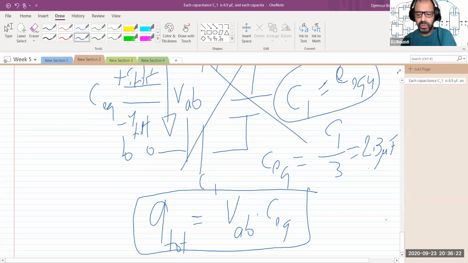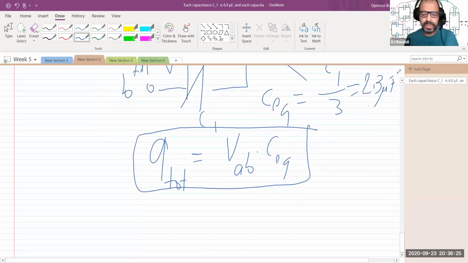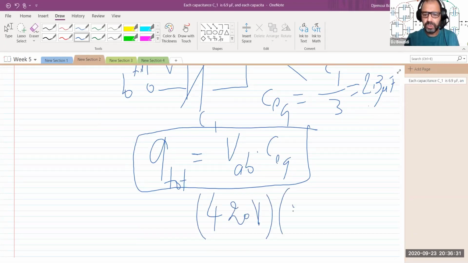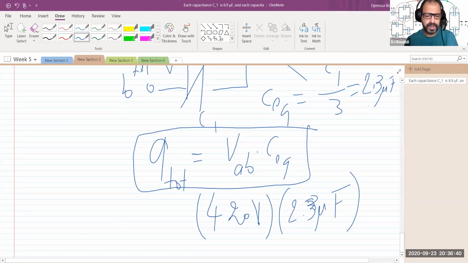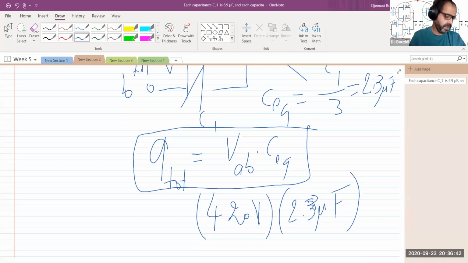So in this case, the Q total is going to be 420 volts times 2.3 microfarads. So 420 times... I don't have my mathematics. Let me plug in my device before this dies. So 420 times 2.3, according to the calculator, is 966.